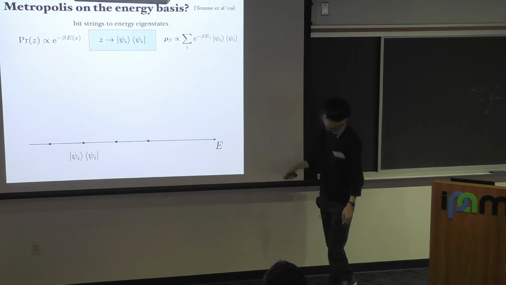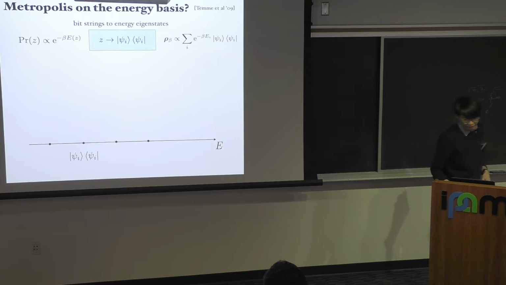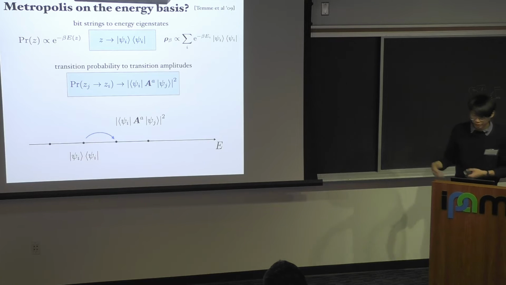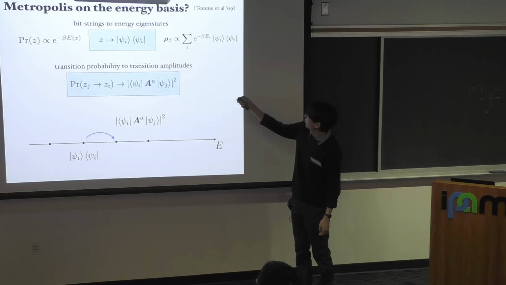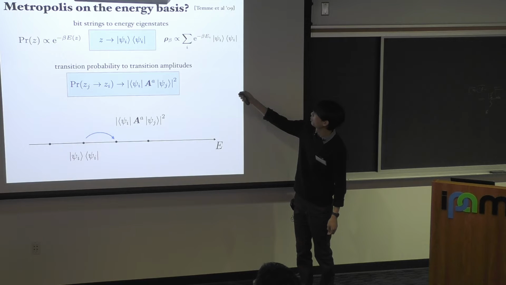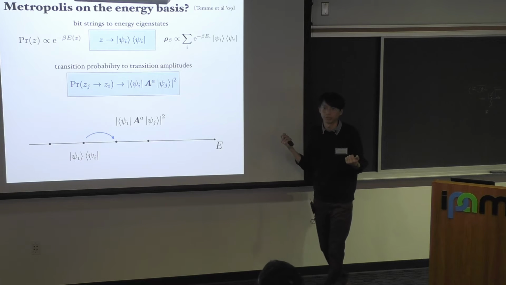Okay. So this seems fairly intuitive, right? And if you're able to just do a random walk on the eigenstates, then you can imagine that it reduces to another classical random walk.